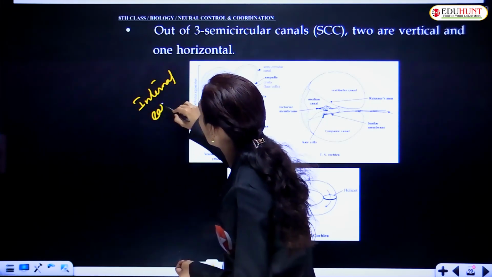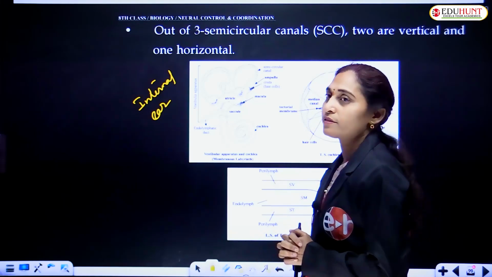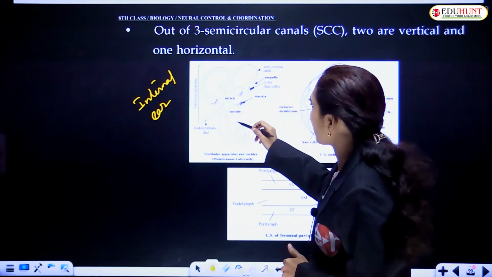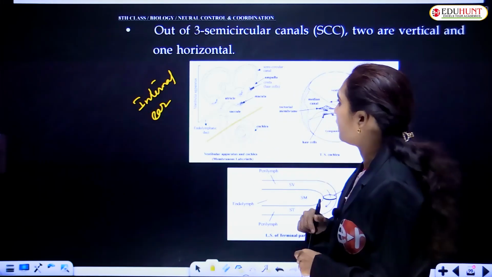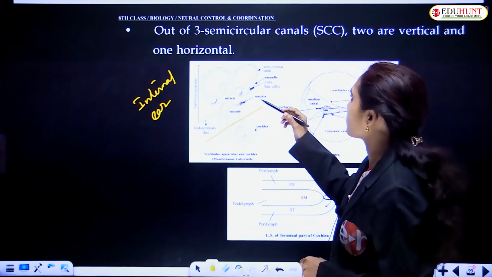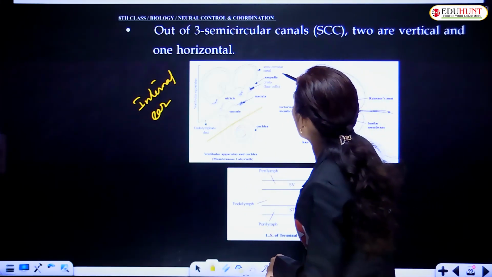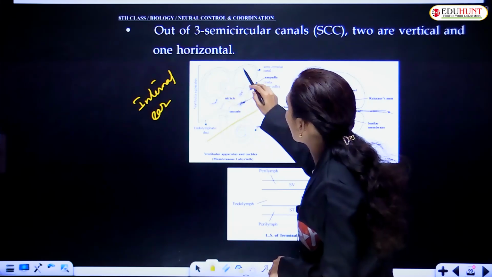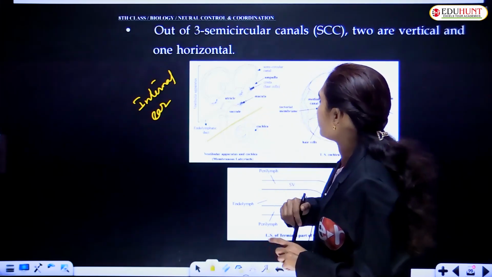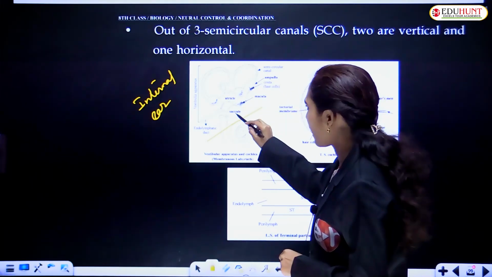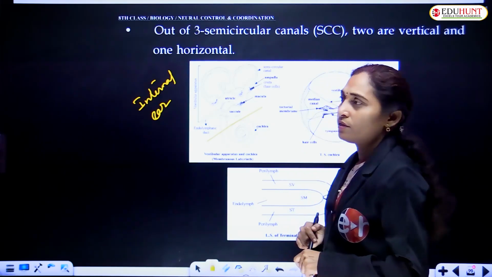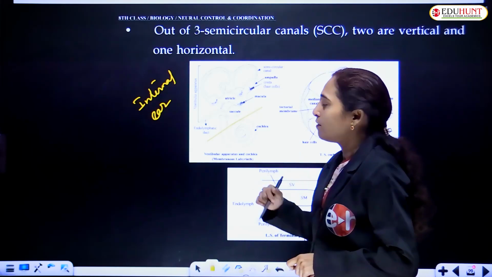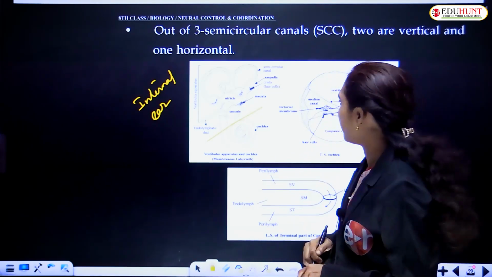Internal ear: this is the vestibular apparatus, which has 2 structures, and the next part is the cochlea. The vestibular apparatus consists of 3 semicircular canals. These are the 3 semicircular canals; 2 are vertical and 1 is horizontal. And then the sacculus, this is the sacculus. So it is the utriculus. With these 5, the vestibular apparatus is made.